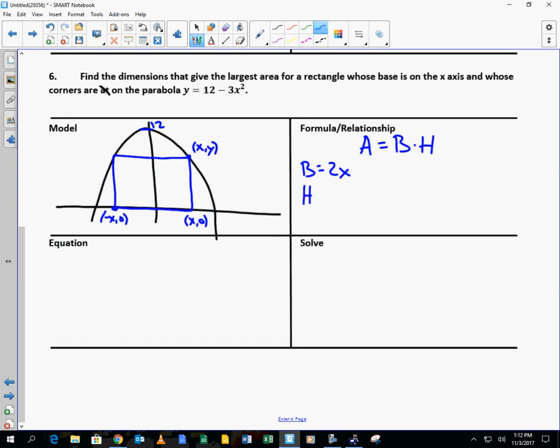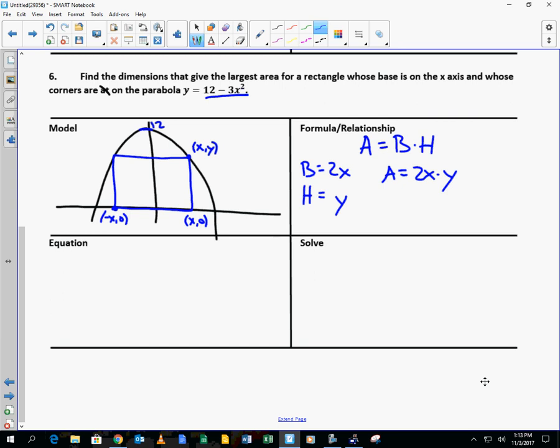Now, what's the height? Yeah, the height is y, and so we have area equals 2x times y, but oh shoot, that really didn't help. We still have two variables. If we only knew what y equaled. Yeah, it's right there. For example, suppose x was 1, what would you do to come up with y?